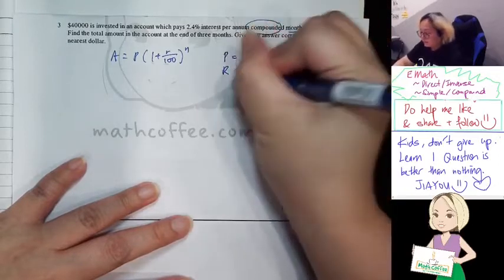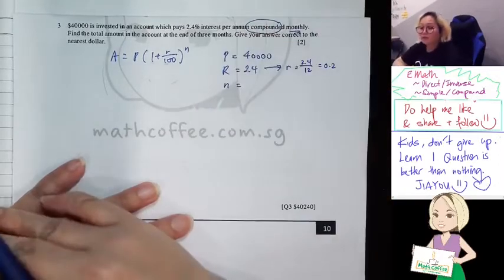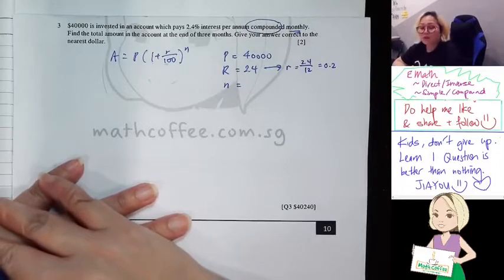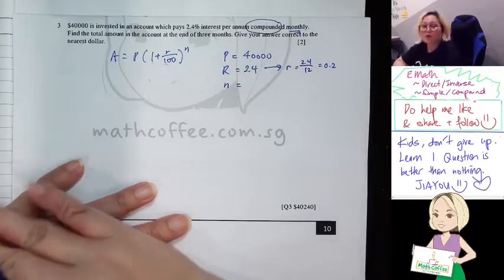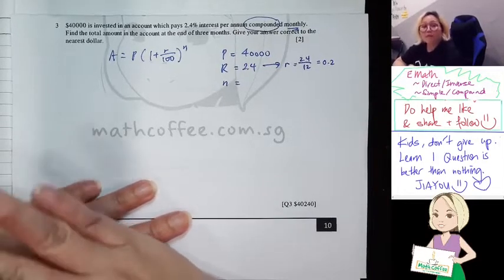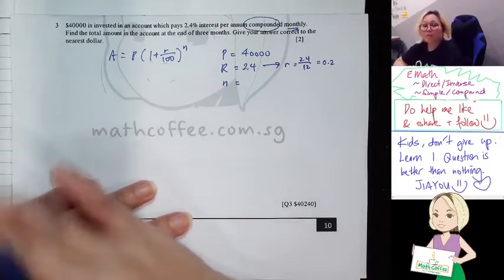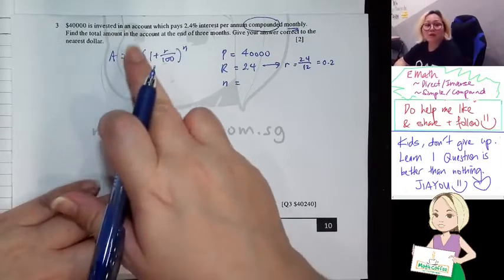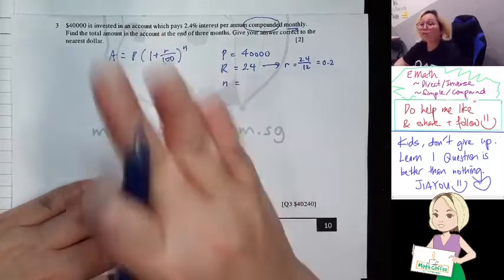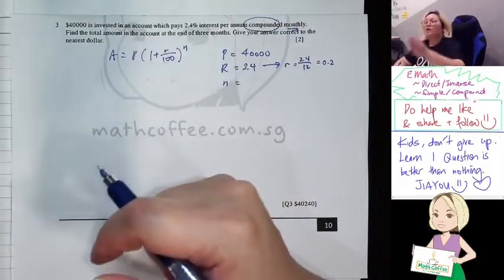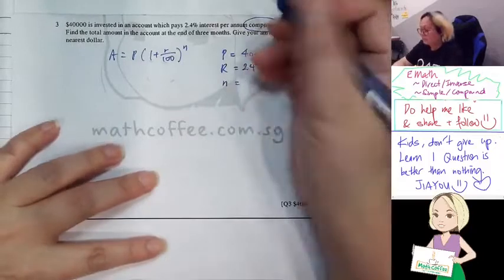Now my n. N means how many times it is going to be compounded. It's compounded monthly, which means each month compounds 1 time. And they say find the total amount in the account at the end of 3 months. That means it will compound 3 times. So my n is 3.